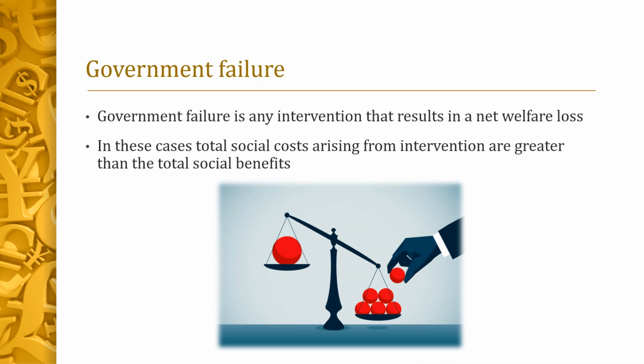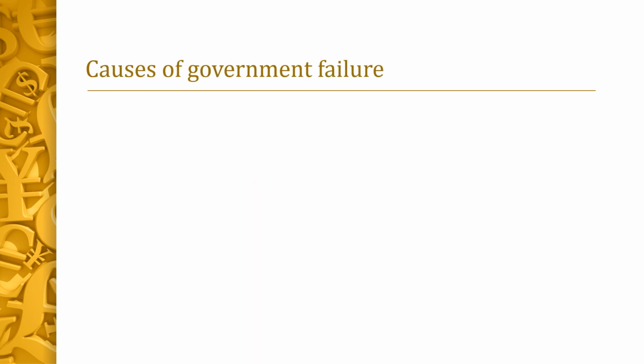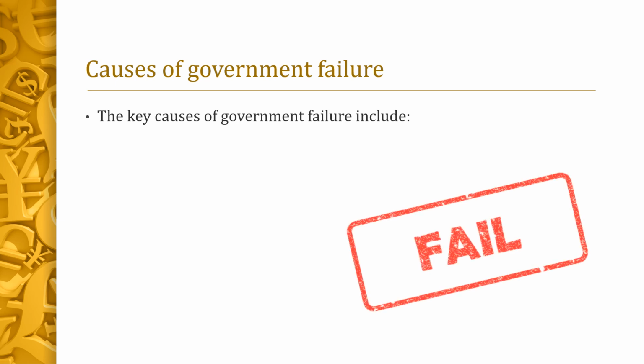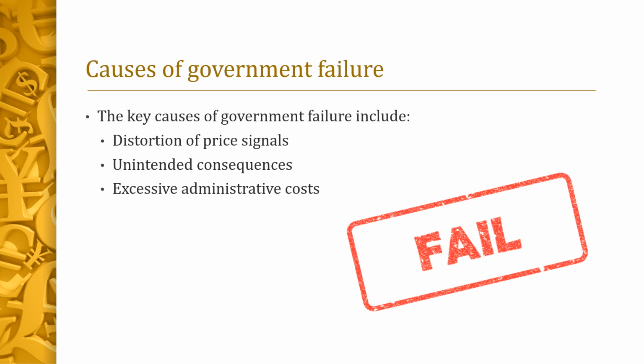For example, if the government were to implement environmental legislation, but the cost of implementing that legislation was greater than the benefit that would be received from it, this would be a case of government failure. The key causes of government failure include distortion of price signals, unintended consequences, excessive administrative costs, and information gaps. Let's take a look at each of these in more detail now.